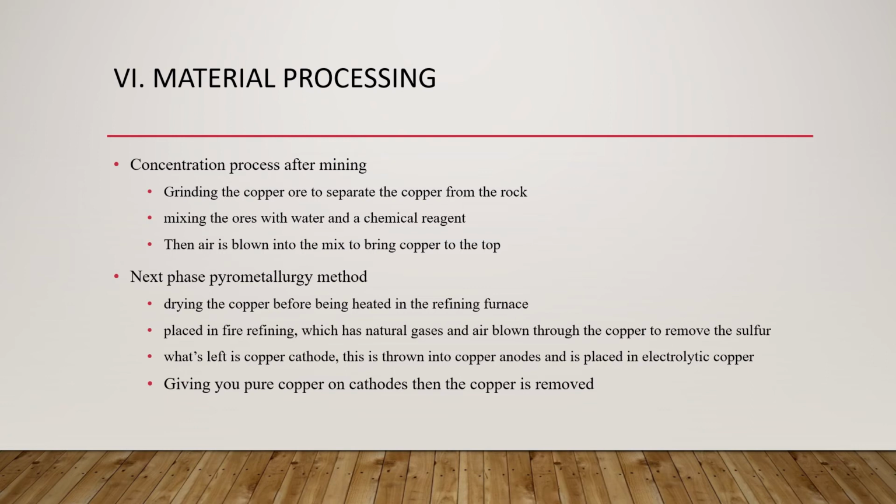The next phase is the pyrometallurgy method. Drying the copper before it is heated in the refining furnace. After it's dried, it is placed in fire refining, which has natural gases and air blown through the copper to remove the sulfur. What's left is the copper cathode. This is thrown into the copper anodes and placed in electrolytic copper, giving you pure copper on cathodes. Then the copper is removed from the cathodes.